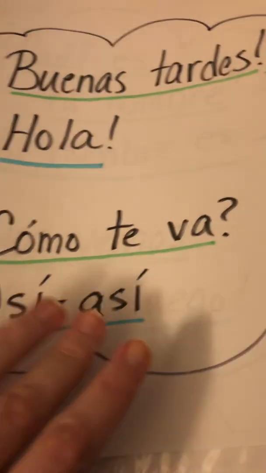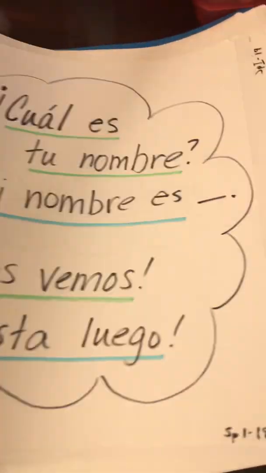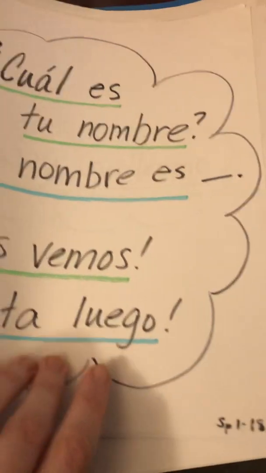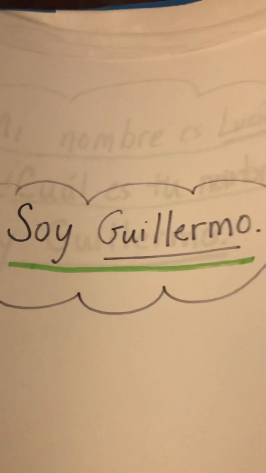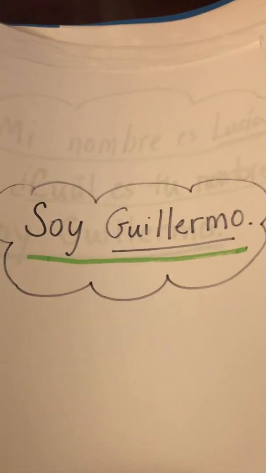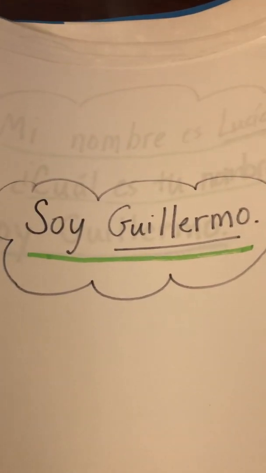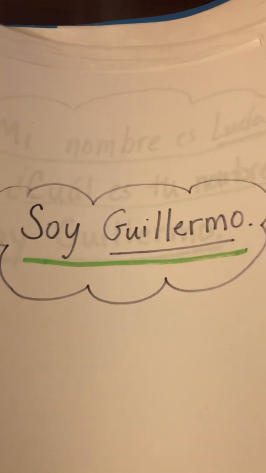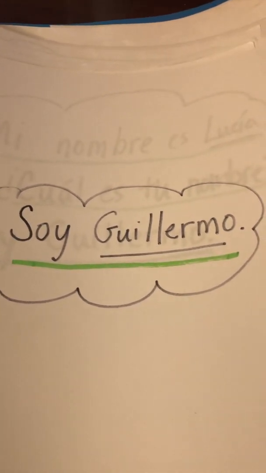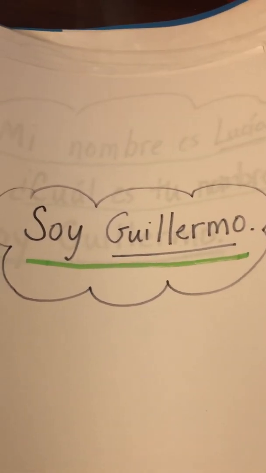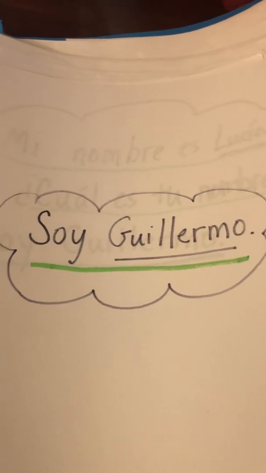Welcome to Spanish 1. This is week 19. For our conversation this week, the only thing we added was how to say your name in a different way. I would say, I am Miss Ruby. Well, this says something similar. This says, I am William. So soy is I am, and Guillermo is William.